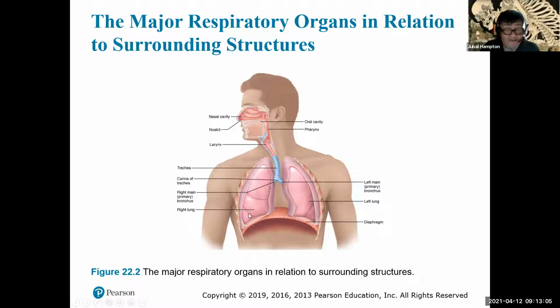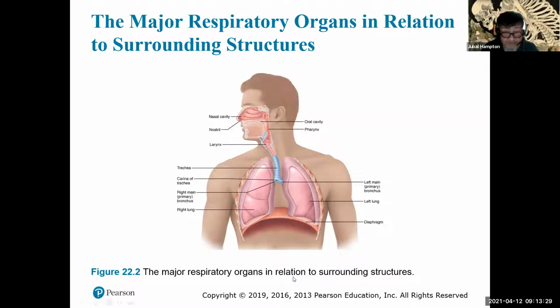The lungs, as we see here, sit on the diaphragm. The diaphragm is a skeletal muscle, and it is innervated by the phrenic nerve, and I'll spell that for you here in a moment.